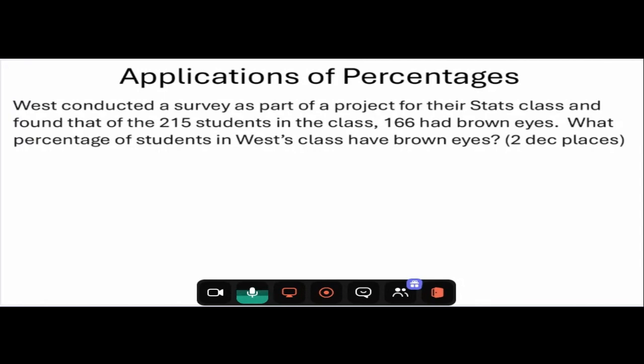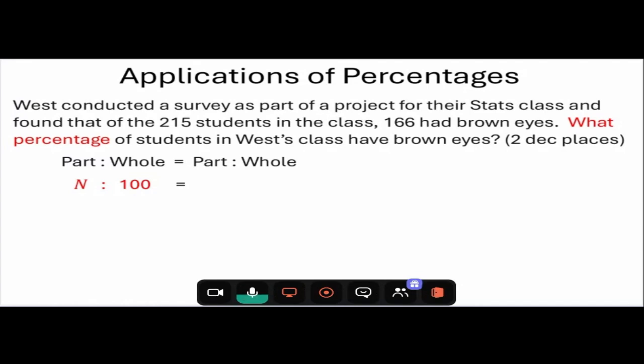West conducted a survey as part of a project for their stats class and found that of the 215 students in the class, 166 had brown eyes. What percentage of students in West's class have brown eyes? I emphasized what percentage there because that's always what we're looking for first. We're looking for the percentage in the question, which in this case is an unknown percentage, so unknown number to 100, right? And in every question, we identify that percentage first, whether it's something we know, 23% or 52% or whatever, or it's something we're looking for, unknown, n to 100.